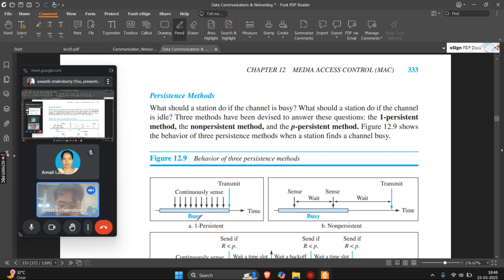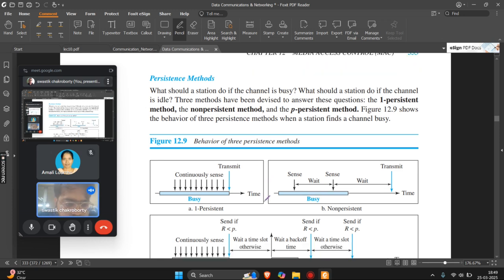In the one-persistent method, the station is sensing the channel and finds that the medium is busy. At the single instance when it finds that the medium is not busy anymore, that moment itself, the station will send the packet. So this is a very simple way. You just look, and whenever it is not busy, you just send it. You don't have to do any waiting or anything.